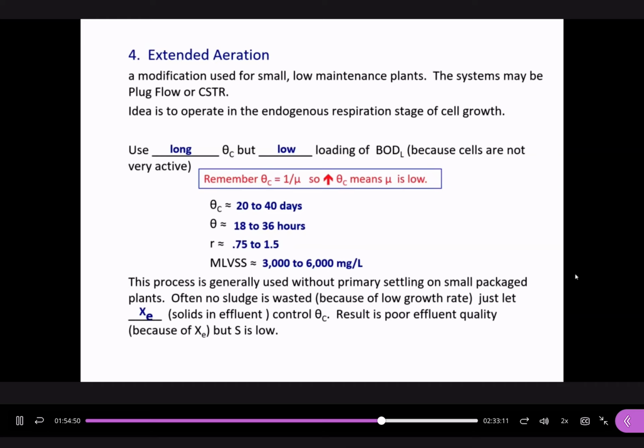The process is generally used without primary settling and on small packaged plants, a small scale. And often no sludge is wasted, right? Because you have high theta C.